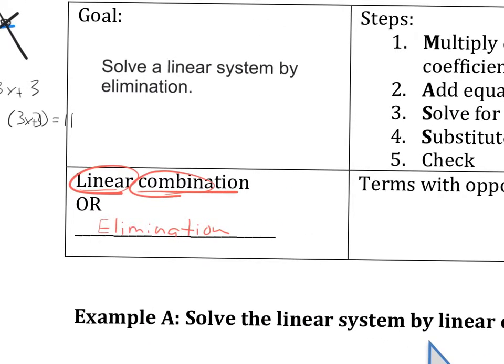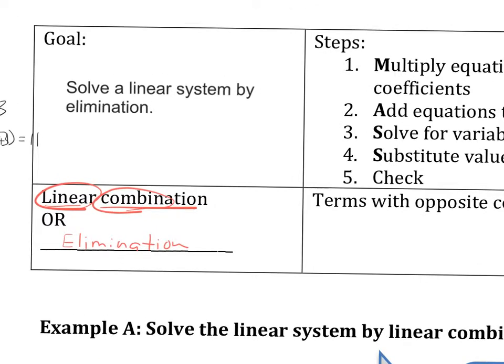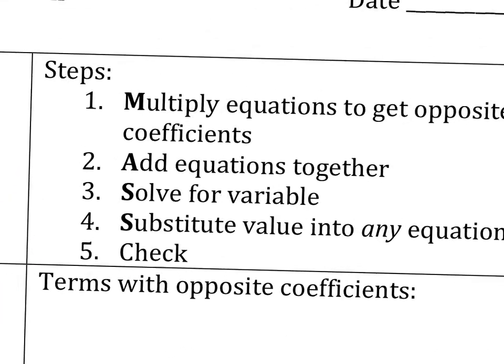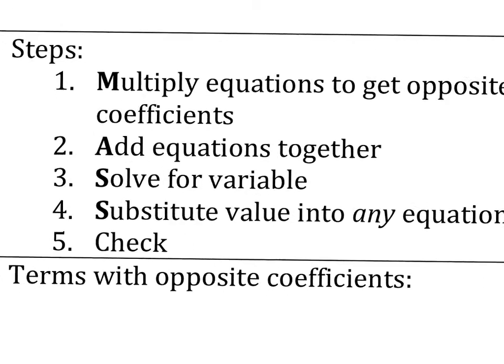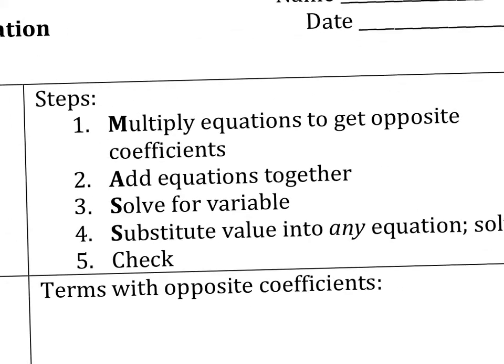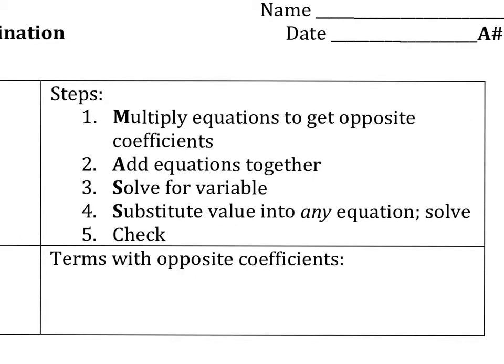All right. Since you are currently living in Massachusetts, we figured, heck, maybe if we can put the steps in mass form, it'll be a little bit easier to follow. So these are the steps right here. First, we're going to multiply equations to get opposite coefficients. We'll explain that as we go.